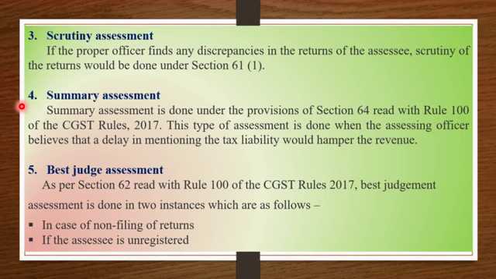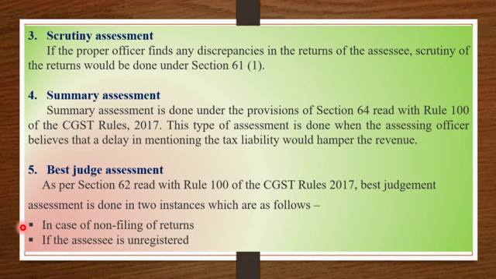And last is best judgment assessment. See, as per section 62, read with rule 100 of the CGST rules 2017, best judgment assessment is done in two instances which are given. Instances means examples. So, first instance is in case of non-filing of returns.